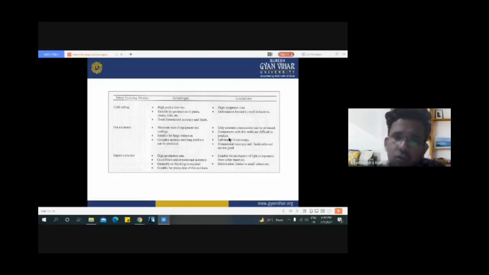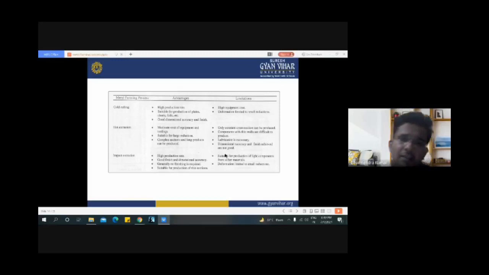The limitation of the hot extrusion process is that only constant cross sections can be produced. This is the main limitation of hot extrusion. Components with thin walls are difficult to produce. Lubrication is always necessary in the hot extrusion process. Dimensional accuracy and finish achieved are not good, which means post machining or trimming is also necessary in hot extrusion.